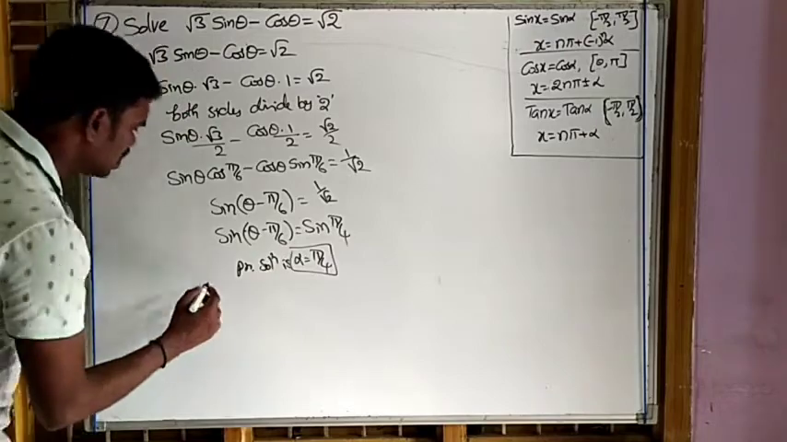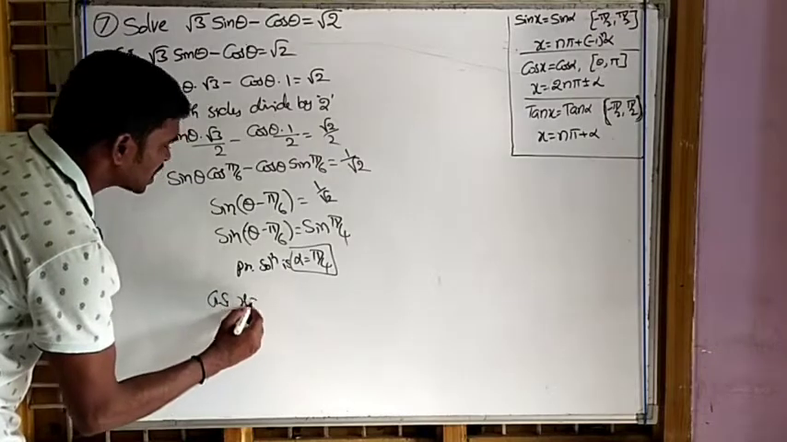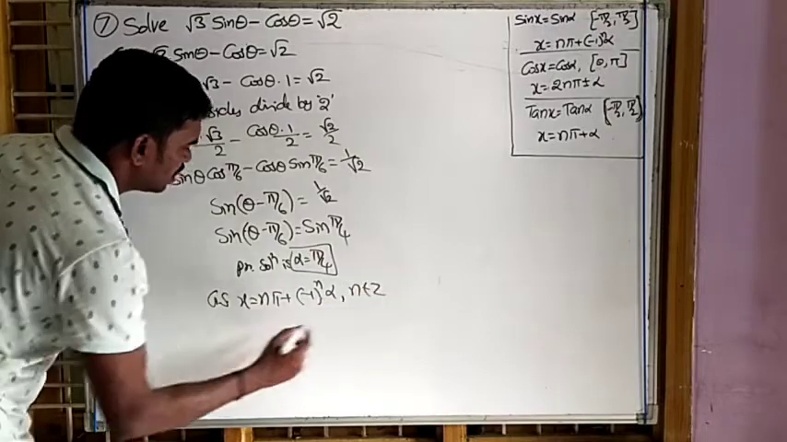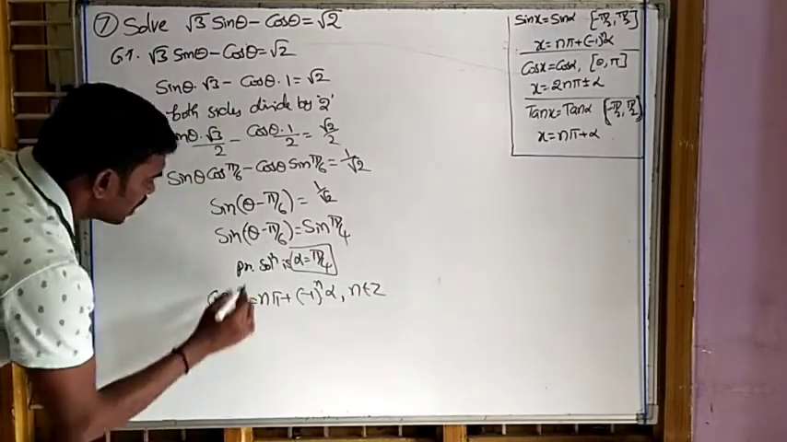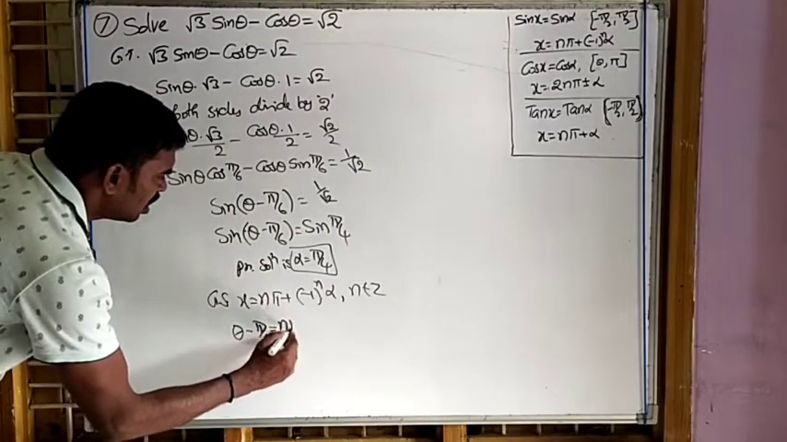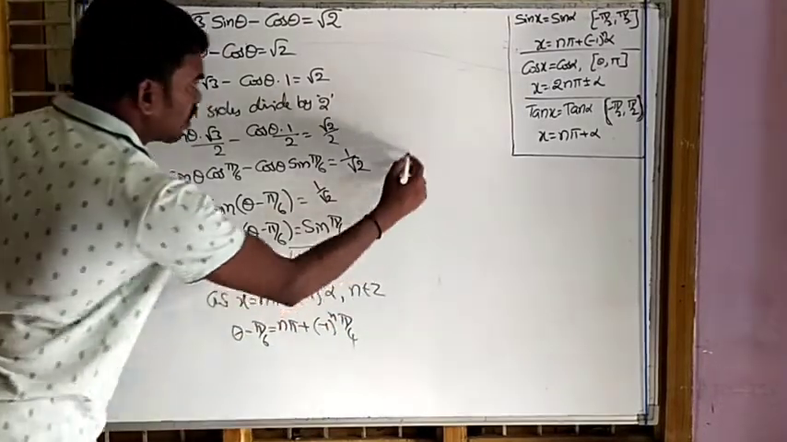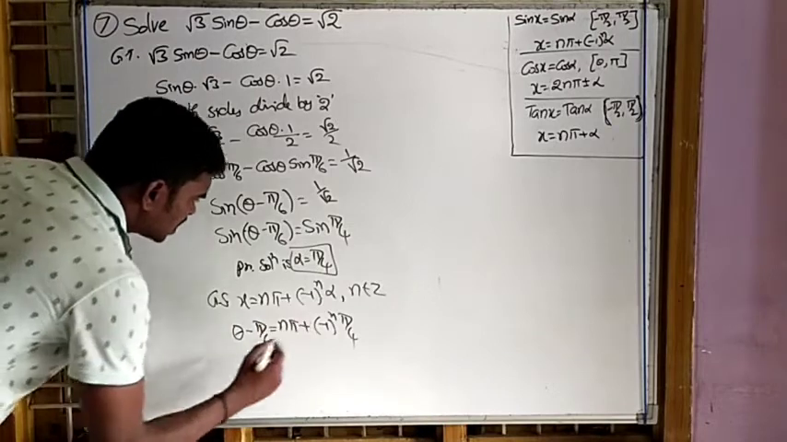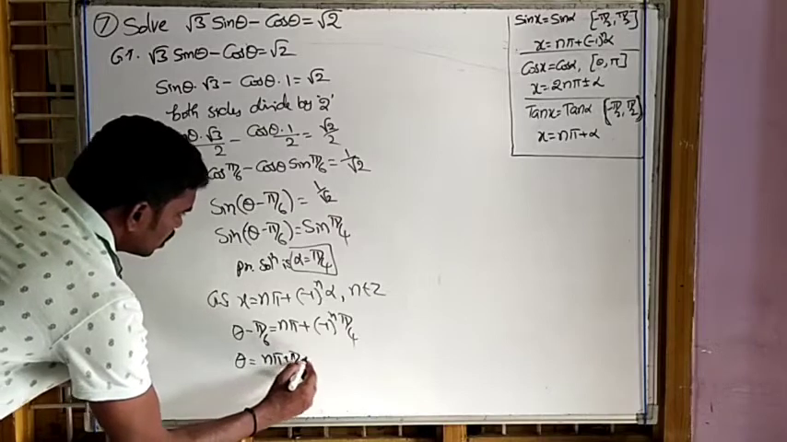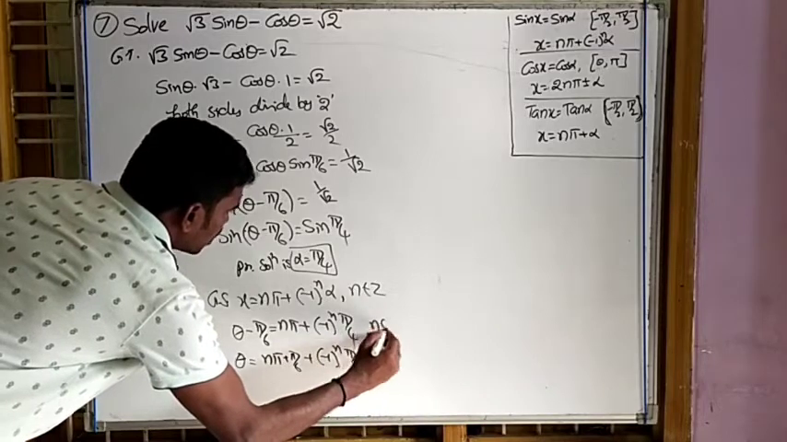Then the general solution. What is the general solution of sine? The general solution is x equal to n pi plus minus 1 power n into alpha, n belongs to Z. So what is x here? Don't forget this, if you forget this you will lose 1 mark. Theta minus pi by 6 is equal to n pi plus minus 1 power n into alpha, which is pi by 4. Next, continuation: moving minus pi by 6 to the right side, theta equals n pi plus pi by 6 plus minus 1 power n into pi by 4, n belongs to Z. Here also n belongs to Z.